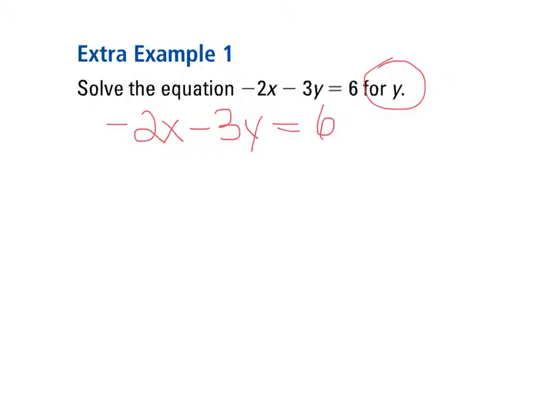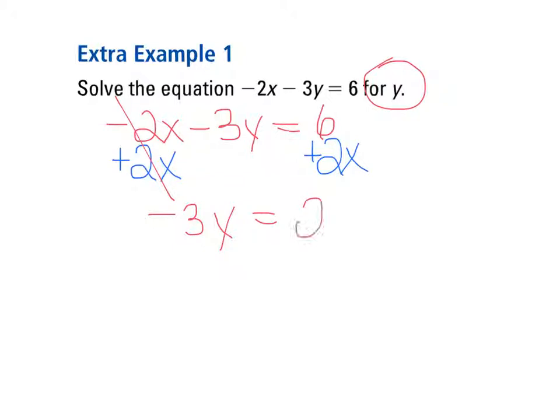Hopefully, you first saw that we needed to get rid of this negative 2x because we want y by itself. To get rid of the negative 2x, I'm going to put in a positive 2x. What I do to one side of the equation, I have to do to the other. The negative 2x's cancel. I'm left with negative 3y equals 2x plus 6. Pause the movie and check your notes. See how you did so far.